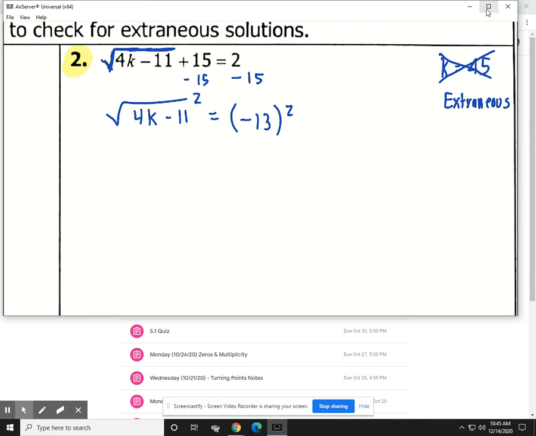So here's the deal with the left side. It's like that radical and that square erase each other. So what drops down on that left side? Exactly. It just drops down. And then, of course, on the right side, negative 13 squared is 169. And now we can just solve the problem for k. How do I solve that? Add 11 to both sides. So what do I get when I add 11? You get 4k equals 180.